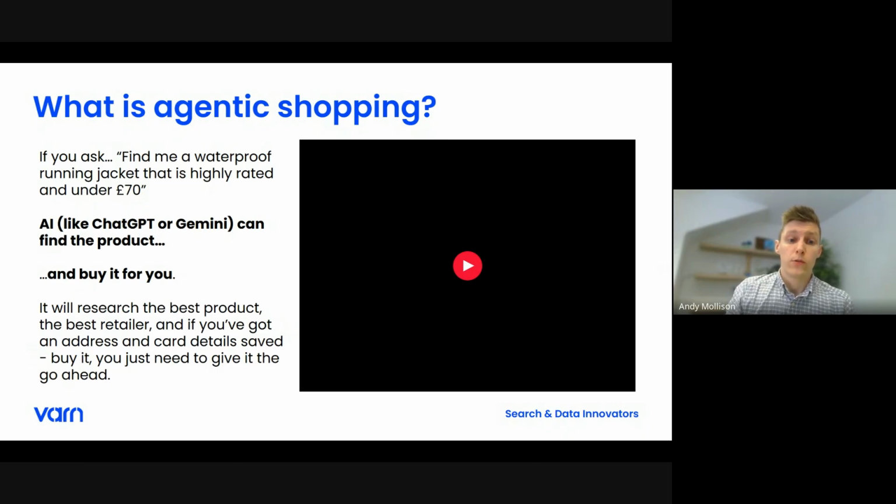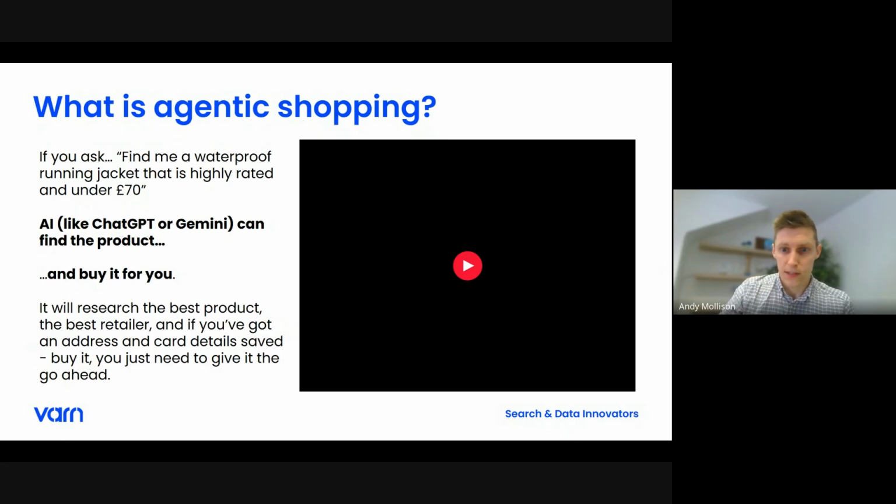AI will be able to find that product and also buy it for you. So it's going to research the best product. We're already familiar with that. And it's going to come back and say, well, I think it's this jacket that you need. But it'll also be able to tell you, actually, I found it's available at this retailer and it's on offer now and it's in stock, and they say it's going to be with you on Thursday. Do you want me to buy it for you? That is something that is coming and is in the works.